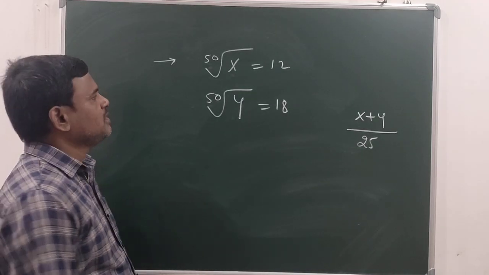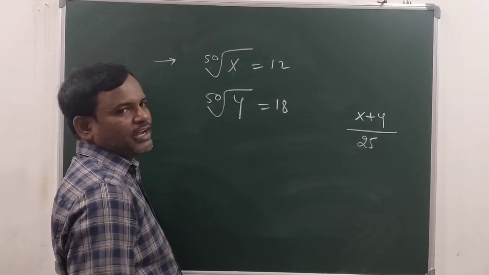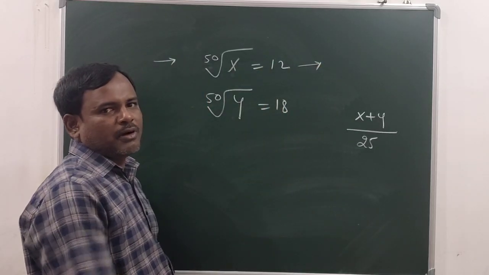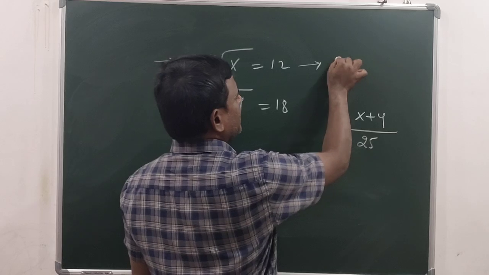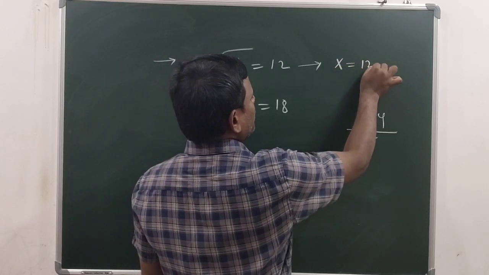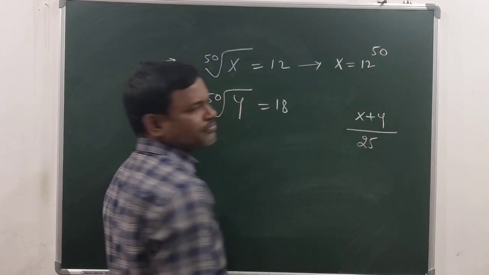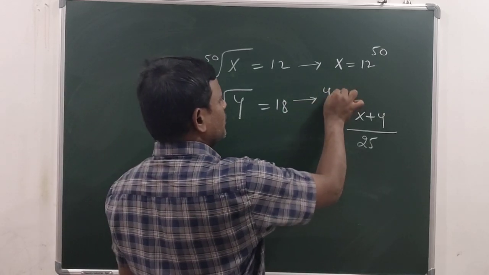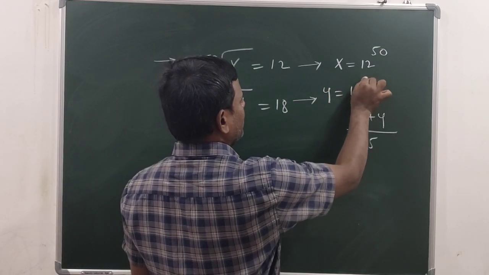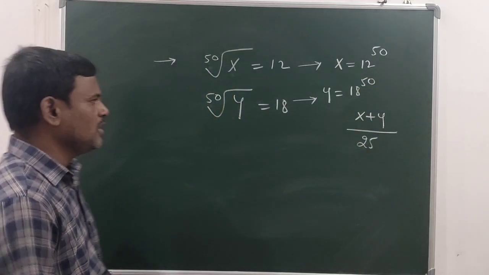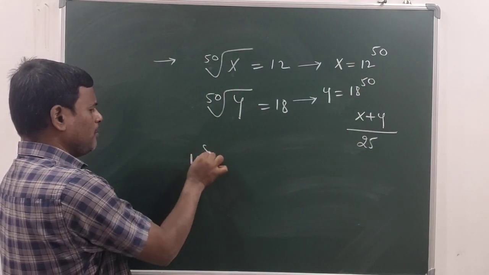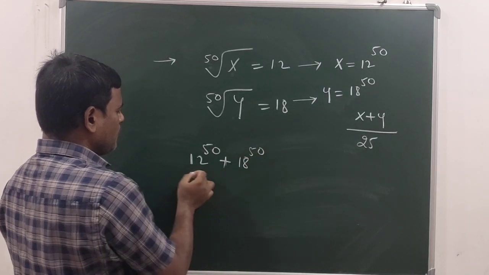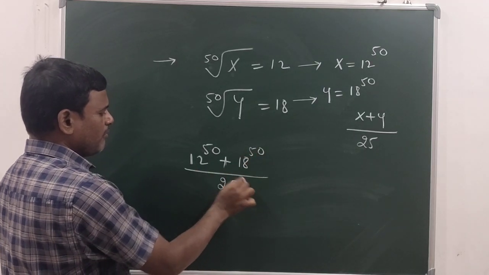Shall we find? See, the 50th root of x. If you take power 50 on both sides, it can be written as x equals 12 power 50. Similarly, if you take power 50 on both sides, you get y equals 18 power 50. Now come here: (12 power 50 plus 18 power 50) divided by 25. Now evaluate the remainder.